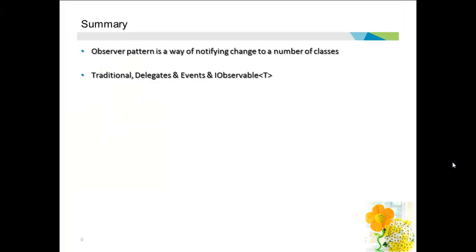Hence, in conclusion, the observer pattern is a way of notifying change to a number of classes, and we looked at three different flavors of the observer pattern, namely the traditional observer pattern, the one which can be implemented using delegates and events, and the one which can be implemented using IObservable and IObserver interfaces.